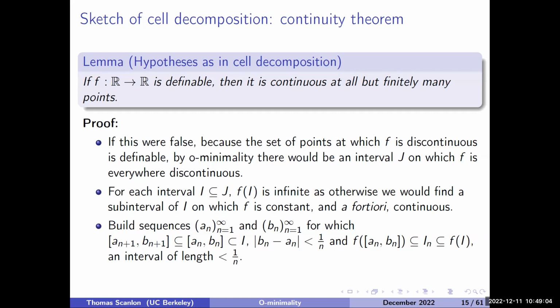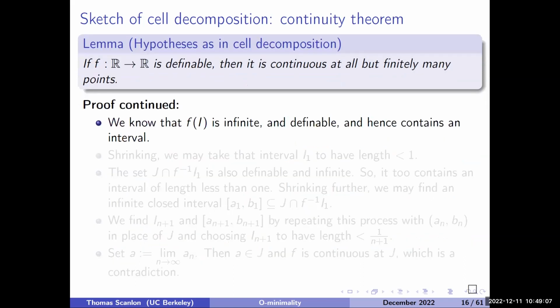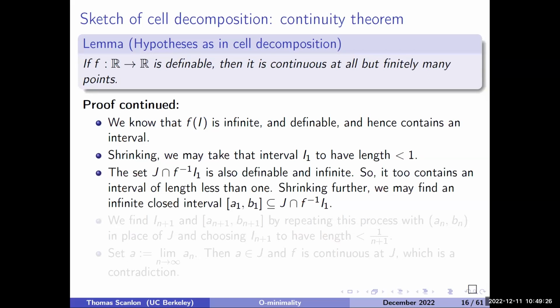Okay, so we're doing this little real analysis thing. The image of our interval is infinite, so it has to contain an interval, a small interval, like of length at most 1, because the interval is shrinking. The image of that small interval is also definable and also infinite. Remember, our function is not constant on any part. So it contains a small interval like this one, and let's just take the closed interval inside of there, that's A_1, B_1. Good, and I'll just keep going.